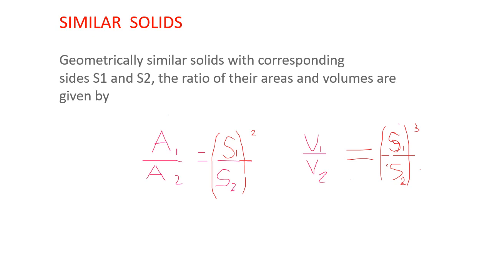Similar solids. Geometrically similar solids with corresponding sides s1 and s2. The ratio of their areas and volumes are given by A1 over A2 equals the quantity s1 over s2 squared, or V1 over V2 equals the quantity s1 over s2 cubed.